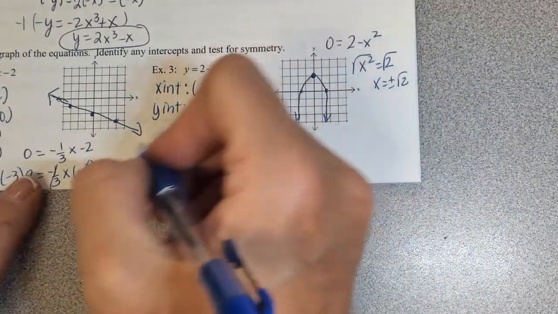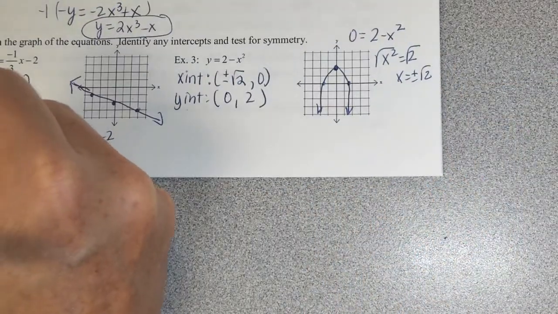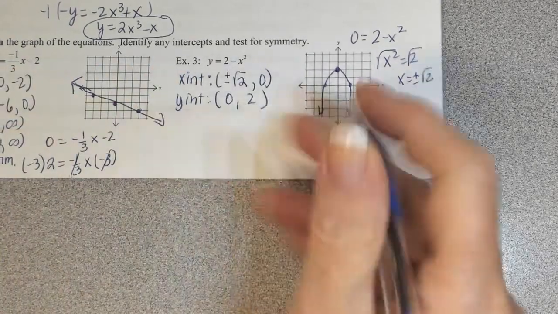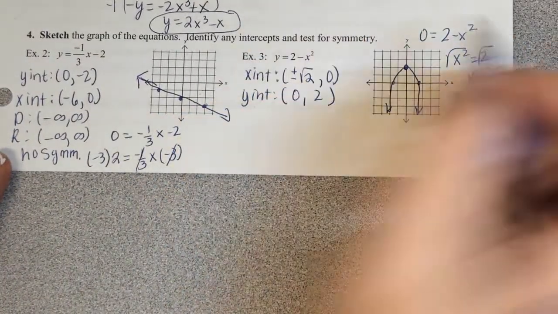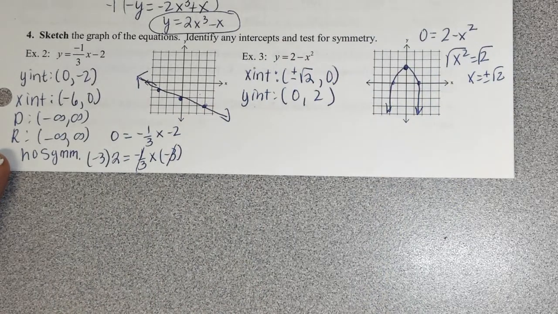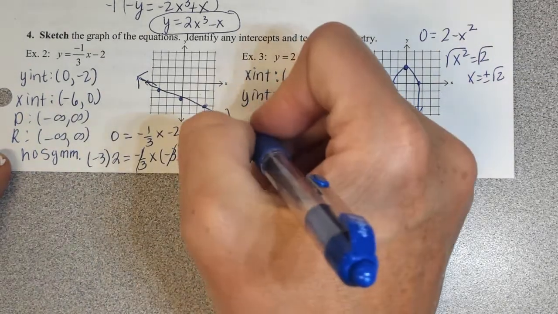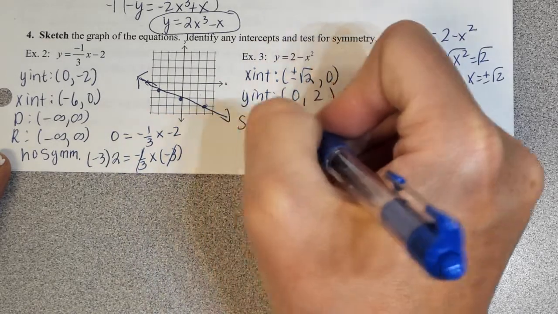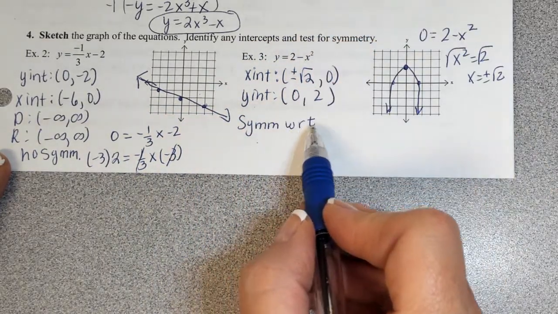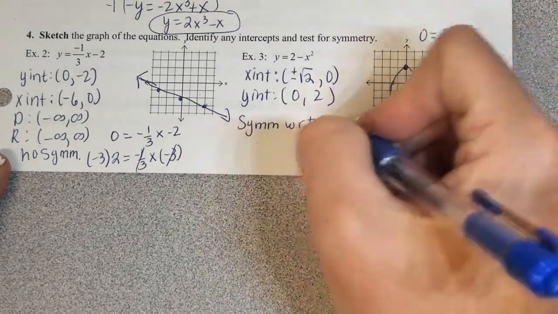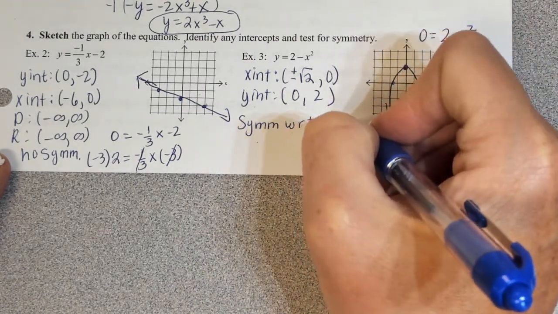As far as the symmetry goes, let's jot down no symmetry on this one, just for completion. On this one, we have symmetry with respect to which axis? Y-axis, yeah. You can just see it. And I just abbreviate it, symmetric with respect to WRT, y-axis.